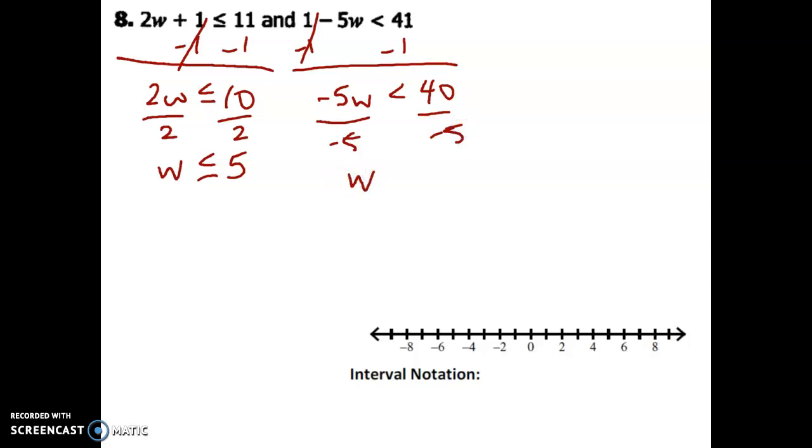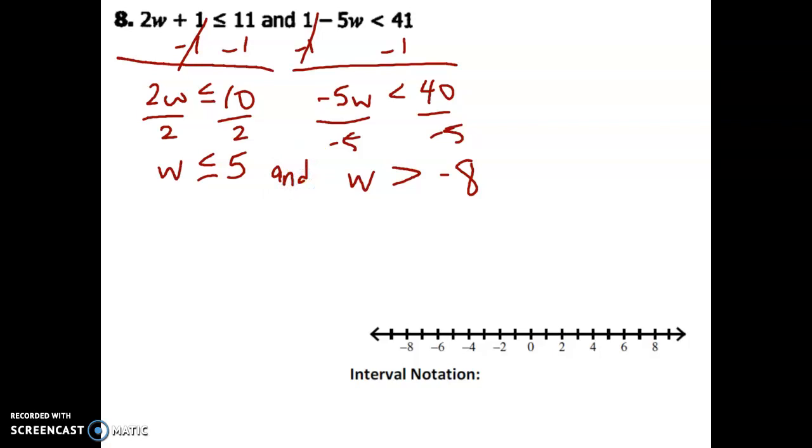Make sure you remember anytime you multiply or divide by a negative, we're going to flip that inequality. And positive 40 divided by -5 is -8. And I'll put my "and" back inside of there.